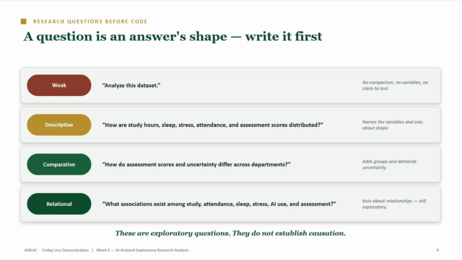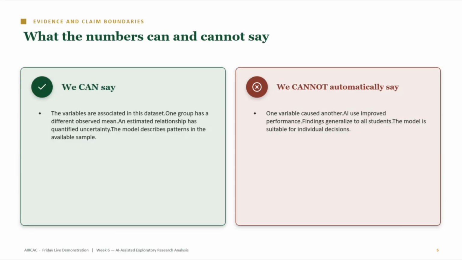Second, we have the model that we want to use, and third, we have the results and the relationship between them, and how this result justifies our thinking, or what we want to do with this data set. So we can say, for example, what we can say, and what we cannot automatically say.